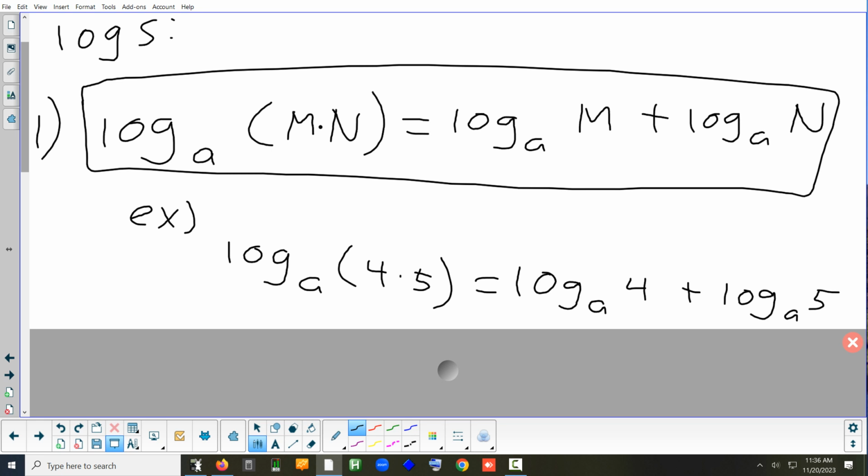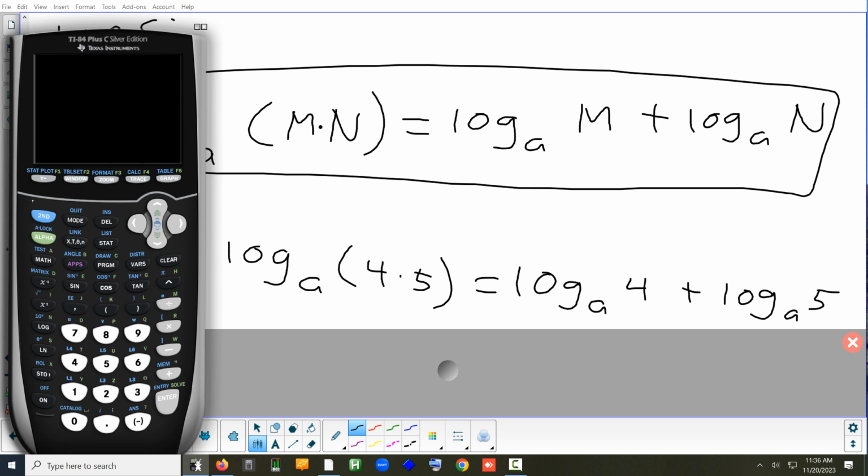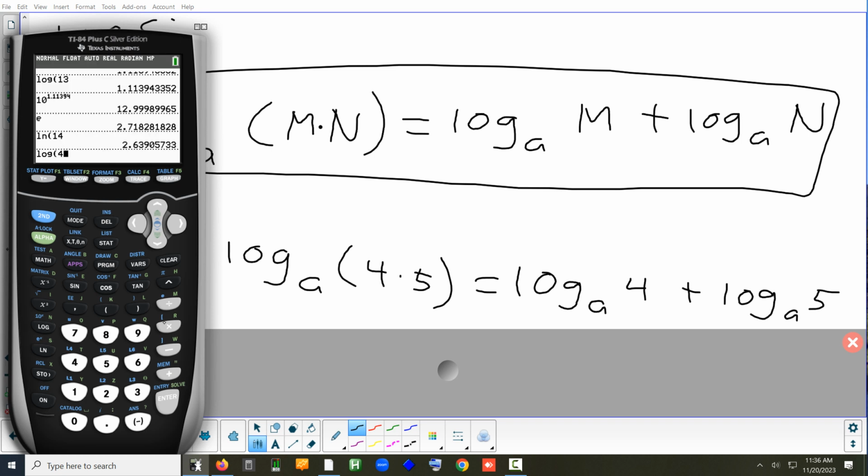So here's an example. If you had the log of 4 times 5, it would be exactly the same as taking log 4 plus log 5. If you put your parentheses, yeah, that's an important thing. You need to close your parentheses or it doesn't come out.